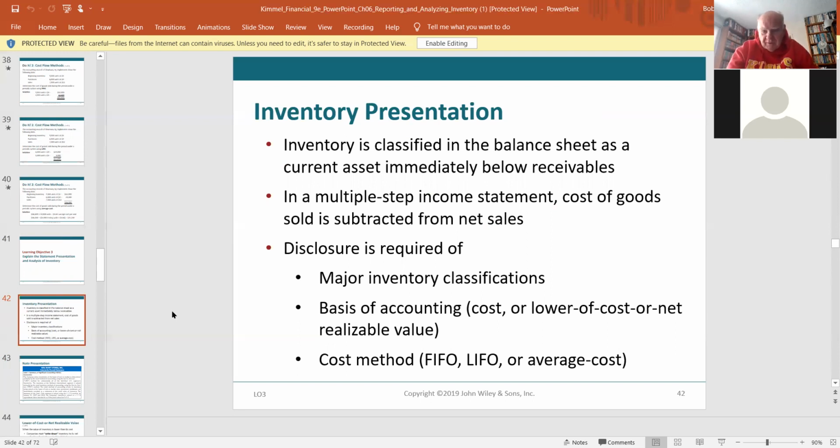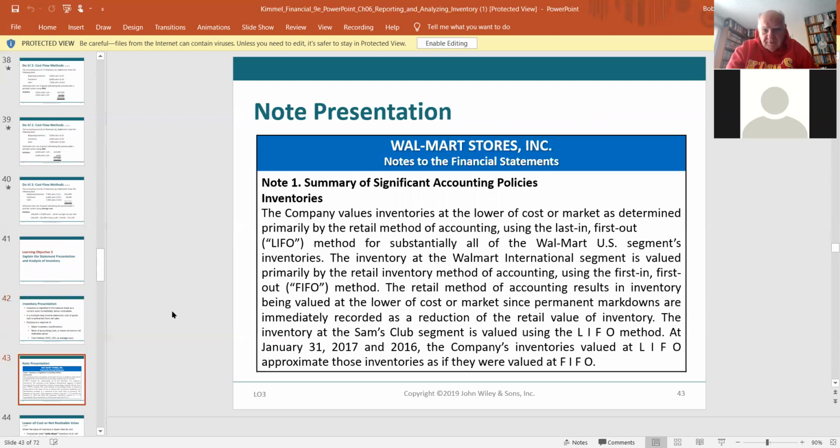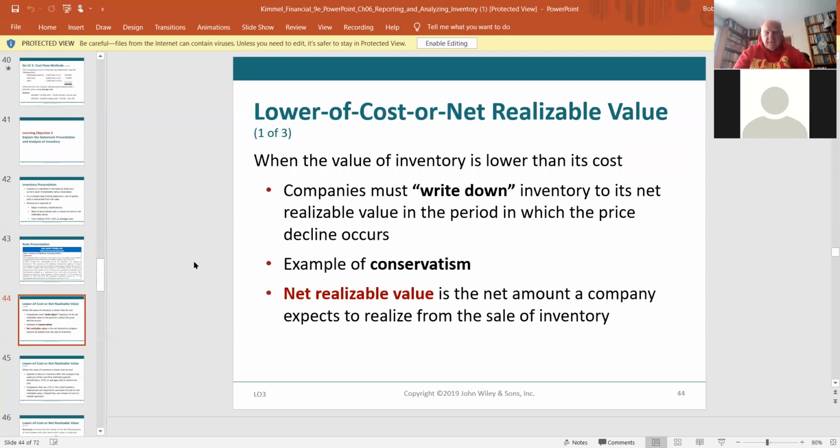In a moment, we're going to get into lower of cost or net realizable value. And here's an example, Walmart. Apparently the inventory at Sam's Club segment is valued using LIFO. The company's inventories are valued at LIFO. The disclosures are so important.